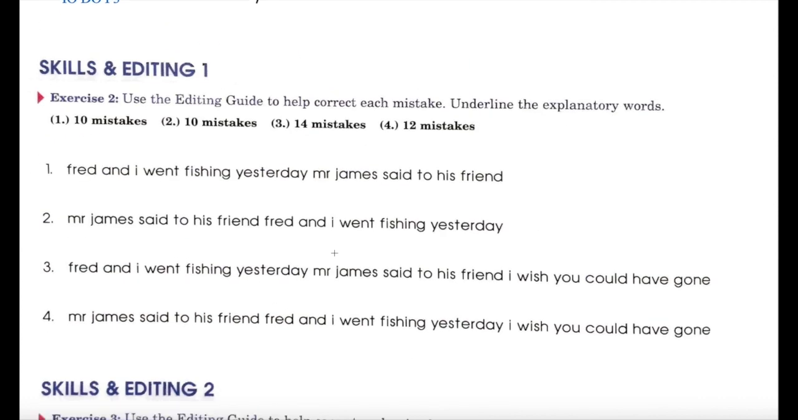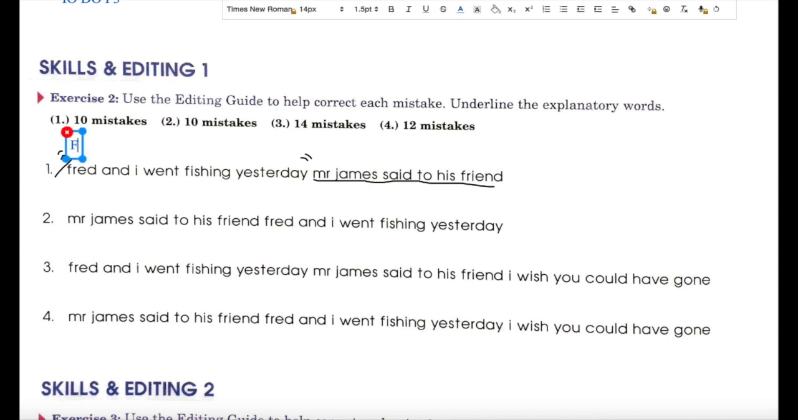Skills in editing. Exercise 2. Use the editing guide to help correct each mistake. Underline the explanatory words. Our first sentence says, Fred and I went fishing yesterday, Mr. James said to his friend. Start by underlining your explanatory words. Mr. James said to his friend. Put in your quotation marks. Capitalize the first word of the quotation. It's also a proper noun, Fred. I, always capitalize the word I.